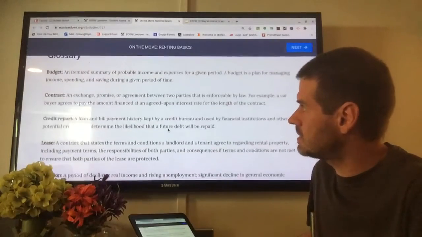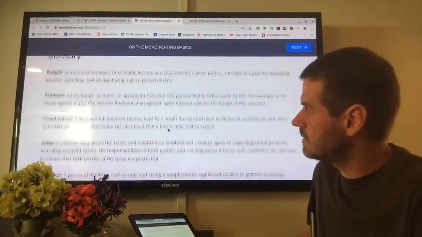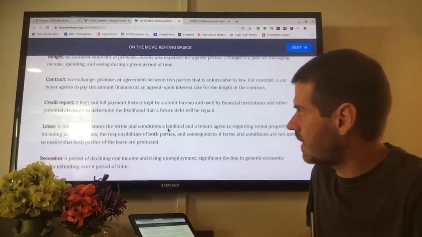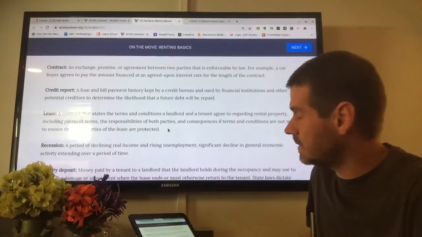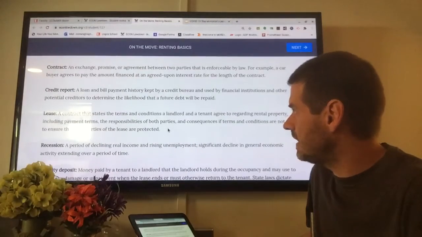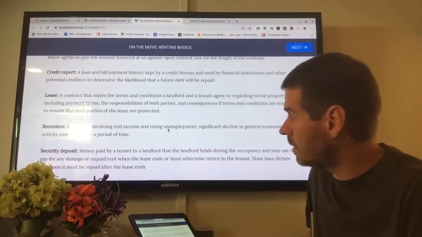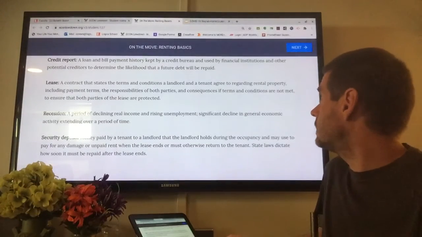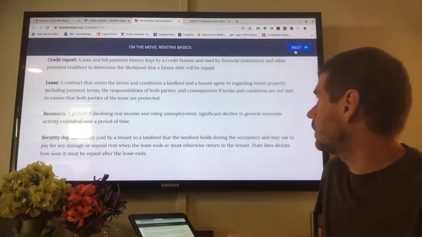All right. So these are the key terms. Some of them we know. You should know what a budget is. I talked about a contract, right? A legal document, legally binding document, a credit report, a lease, a recession, security deposit, all very important terms in this article. So let's go ahead and take a look at what the quiz looks like.